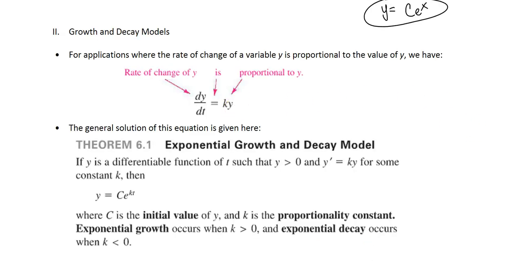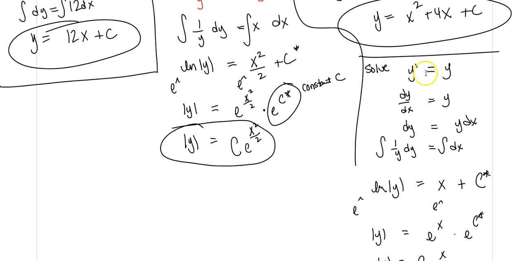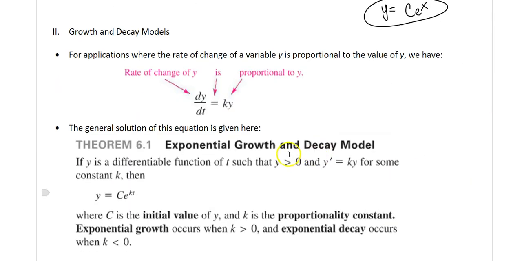Now that last problem we did where we had y prime equals y, or dy over dx equals y, this is a version of this particular equation where dy over dt is equal to k times y. So this is the rate of change of y is proportional to y, because it's a constant times y.